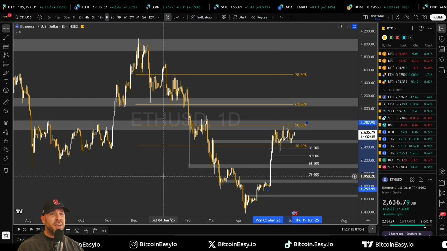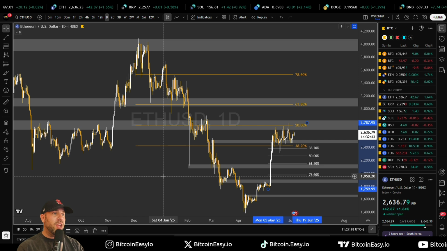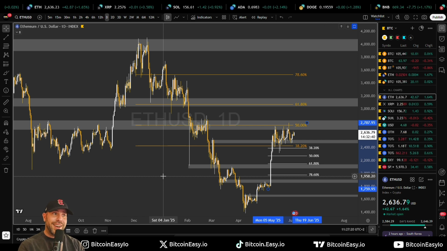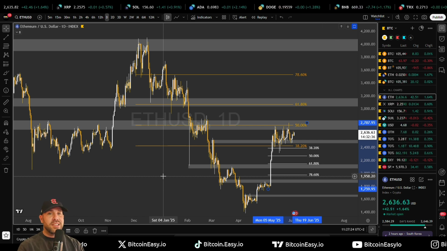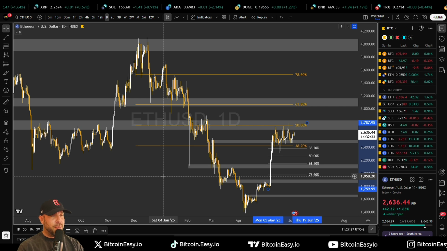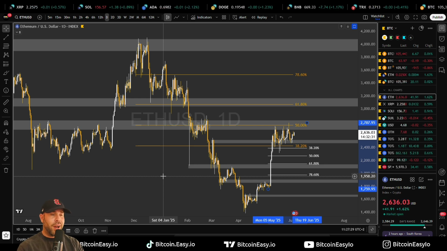So really, really tight spot for Ethereum right now. And we really need to see a move towards $3,000 now. Otherwise, it becomes pretty ugly. And then we can see something very similar to Bitcoin, a deeper correction and consolidation here throughout the summer.